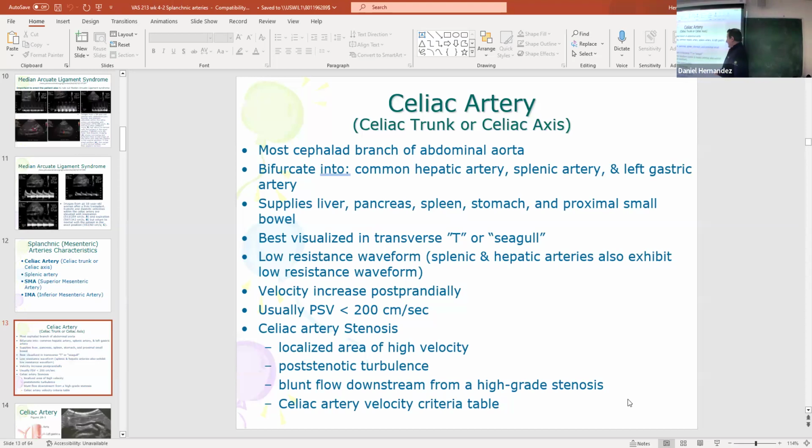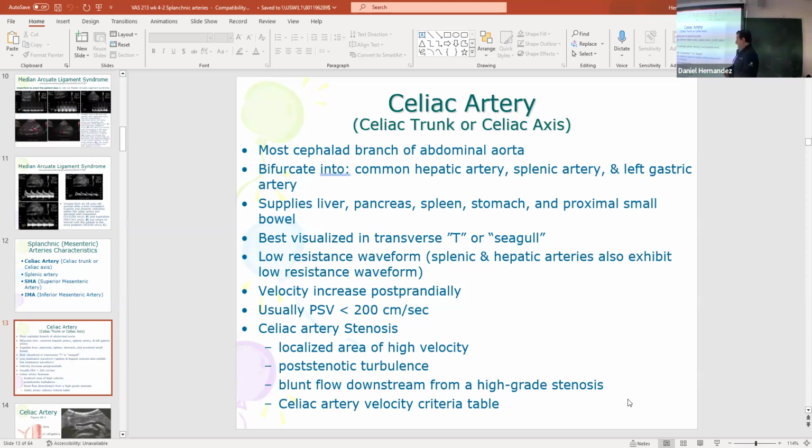So normal velocities now. We've got to star these, we've got to know our normal velocities. It should be less than 200 centimeters per second. So anything over 200 is considered stenosis or stenotic. 200 centimeters per second, that's our magic number for the celiac artery.